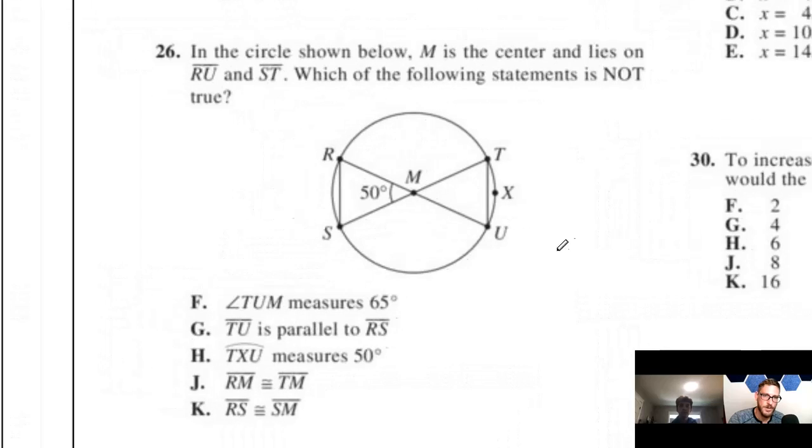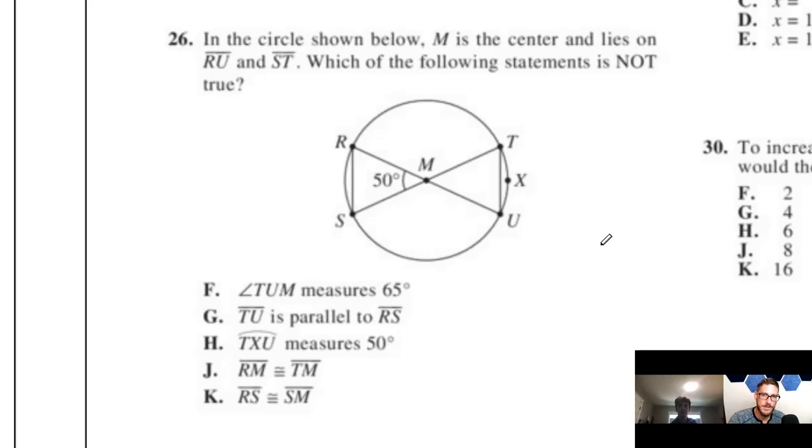All right, in the circle shown below, M is the center and lies on line RU and line ST. Which of the following statements is not true? All right, so 4 out of 5 of these are true. Why don't you tell me first what approach, how did you do this to begin with?